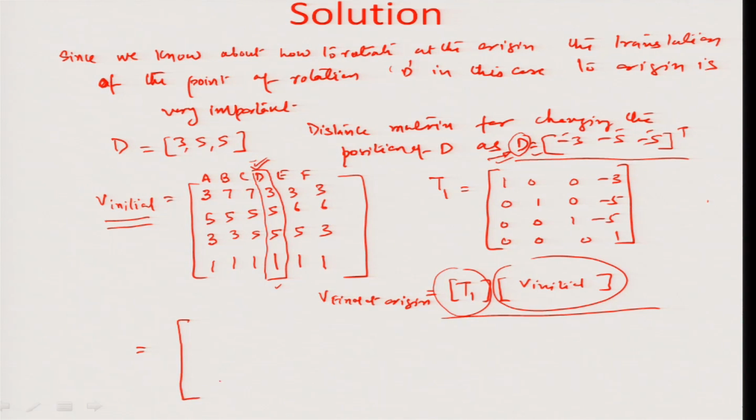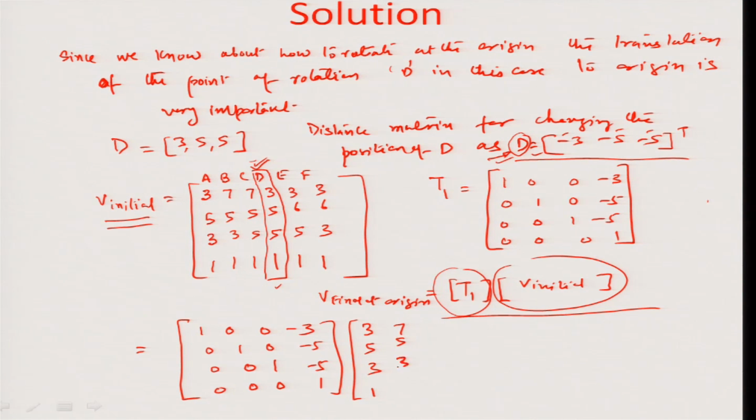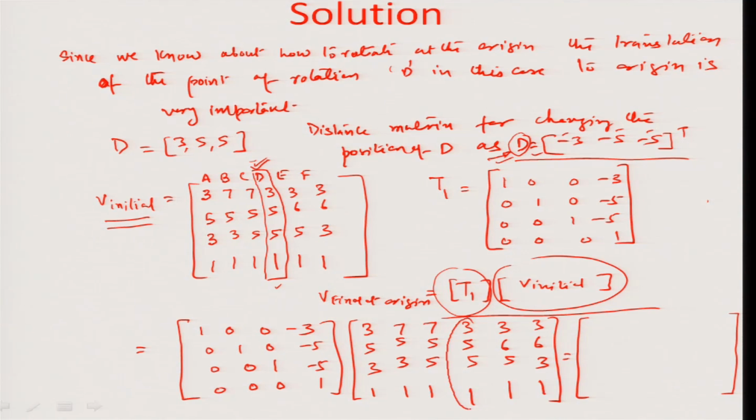So if we just multiply the two matrices just formulated here, 1, 0, 0, minus 3; 0, 1, 0, minus 5; 0, 0, 1, minus 5; 0, 0, 0, 1, with the matrix which is V initial, which is this 3, 5, 3, 1, 7, 5, 3, 1, 7, 5, 5, 1, 3, 5, 5, 1, 3, 6, 5, 1, 3, 6, 3, 1, and so on and so forth, we will definitely get a situation where, if we just evaluate this particular column, what would be the state of this column?